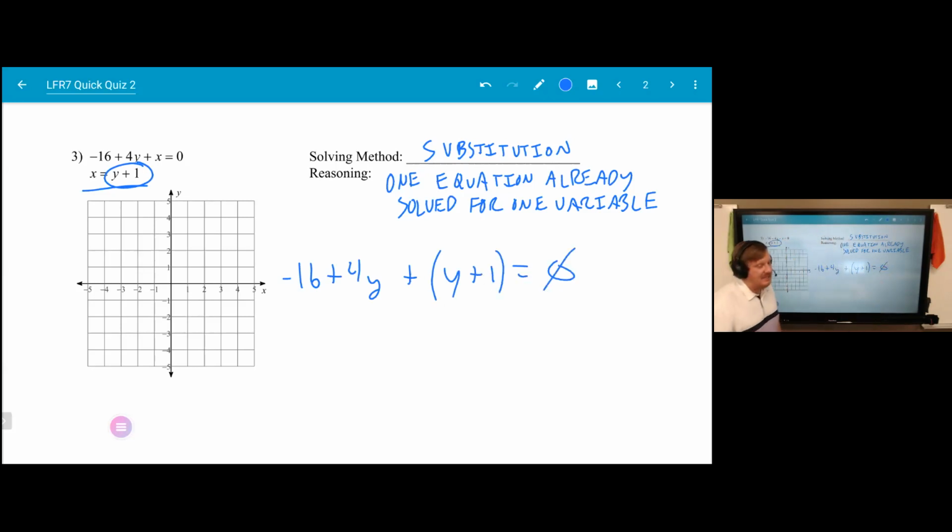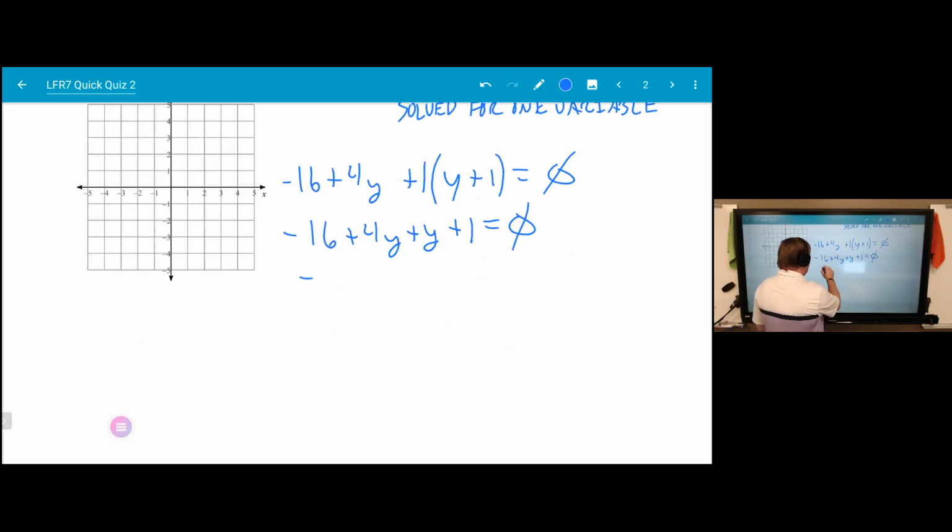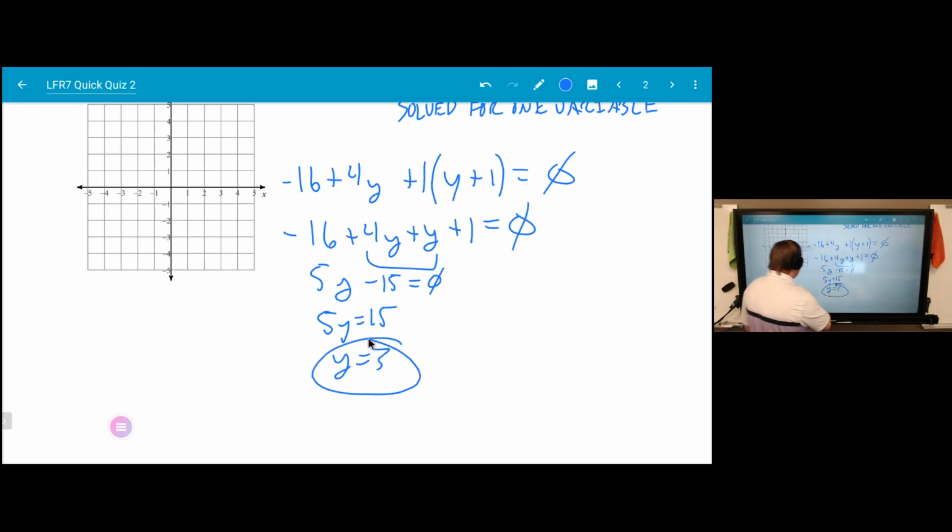Now in this case, we didn't actually need the parentheses, but it was nice to have them in there just in case. So this is like distributing a positive 1 through. So negative 16 plus 4y plus y plus 1 equals 0. Collect your like terms and solve away. We've got 5y from here, and then negative 15, so 5y minus 15 equals 0. Add 15 to both sides. 5y equals 15. Divide by 5, y equals 3.